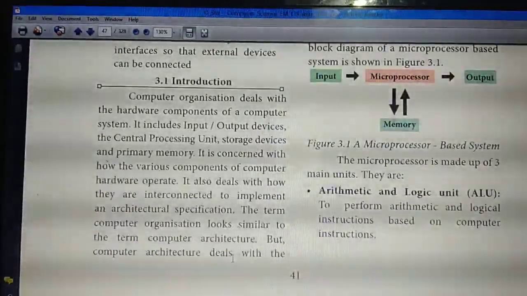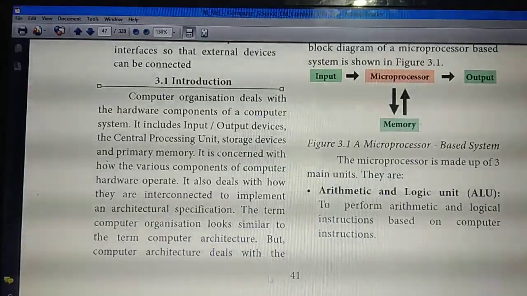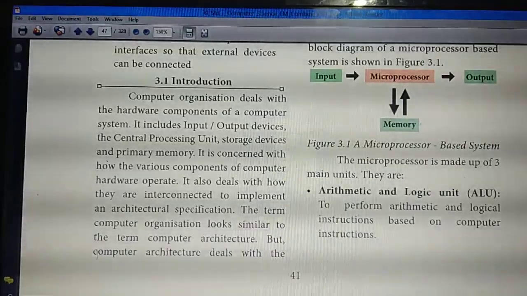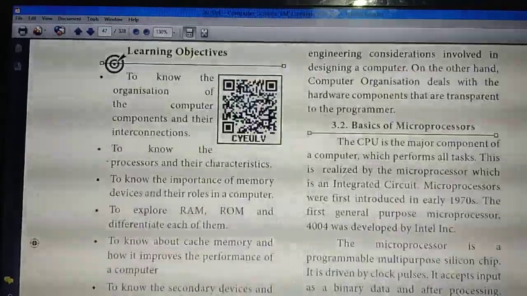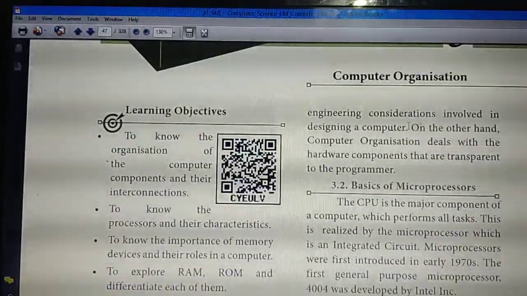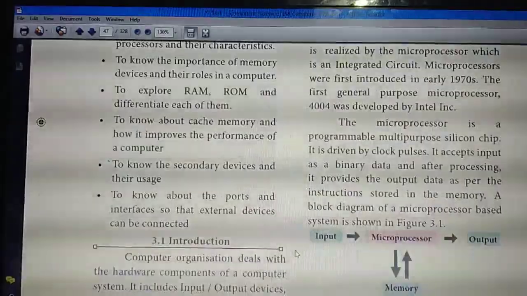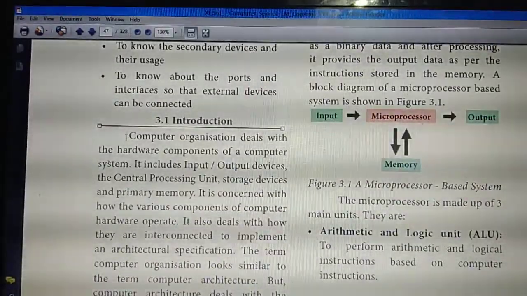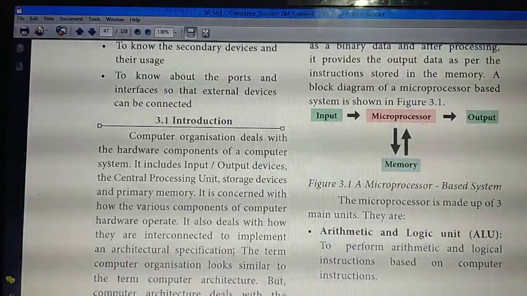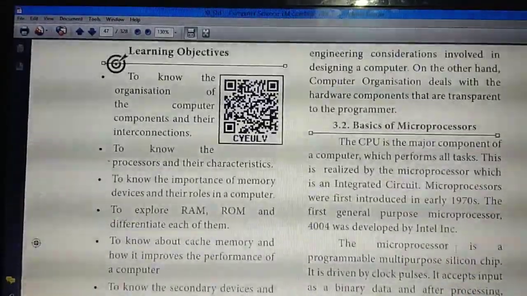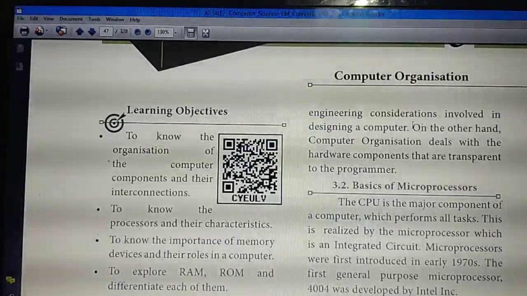Next, computer architecture. Here, the last line, have you all seen? Computer architecture deals with, starting from here, up to designing a computer. So, computer organization is from here up to architectural specification. Then computer architecture, the last line: Computer architecture deals with, starting from here to the next side, up to designing a computer.